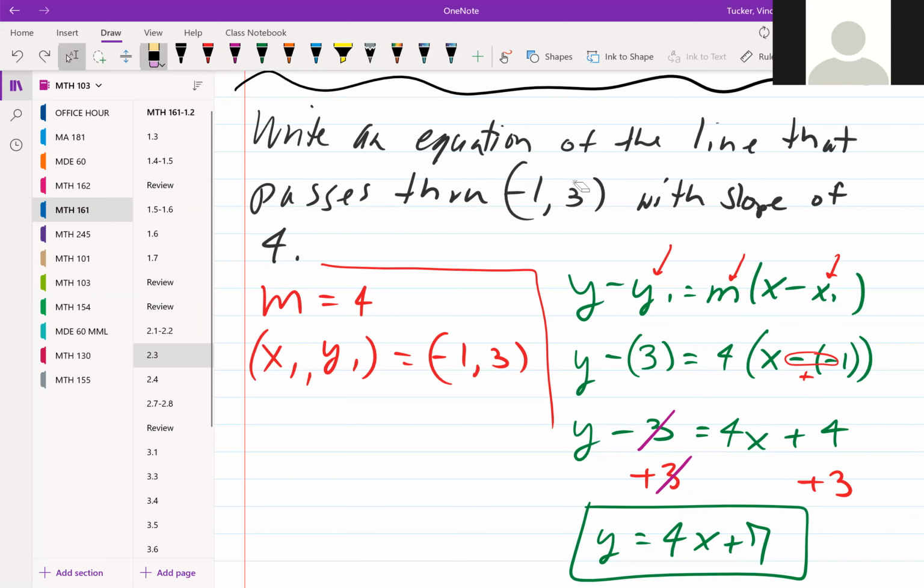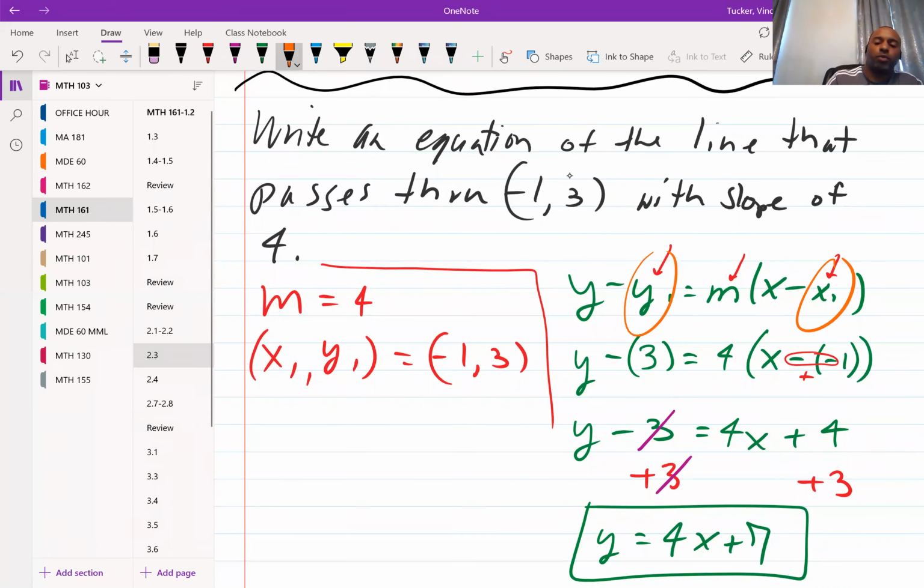Why do you use that last x instead of the first one? Now, when you say last x instead of the first one, we're talking about the substituting formula. So that's what we're doing even when it comes to the y. This point is considered x1, y1, not the x and y. So that's what we're substituting in for.